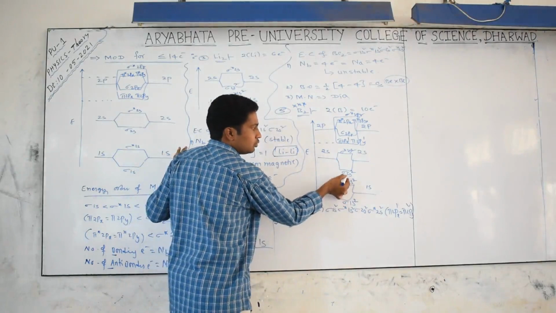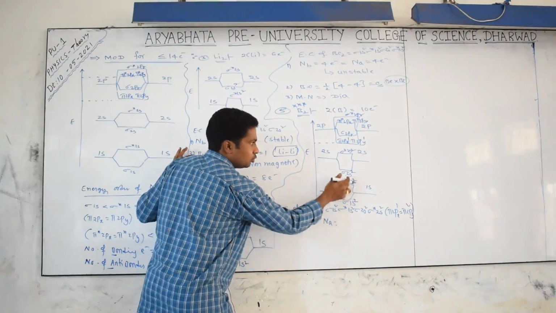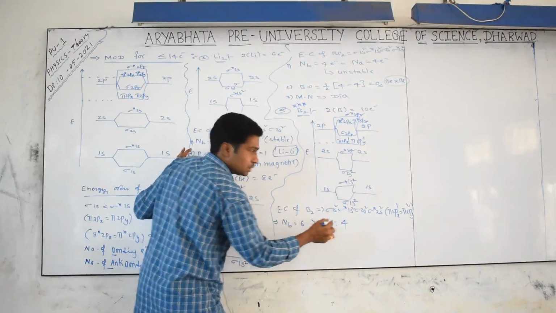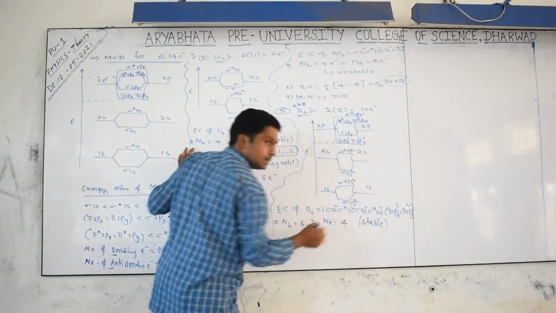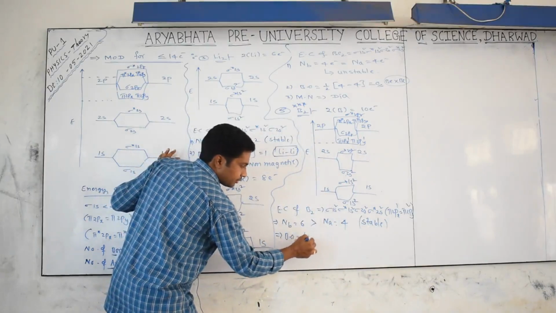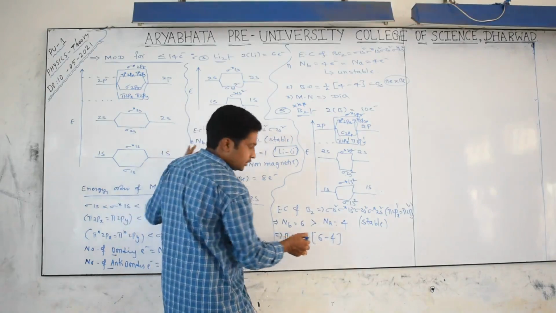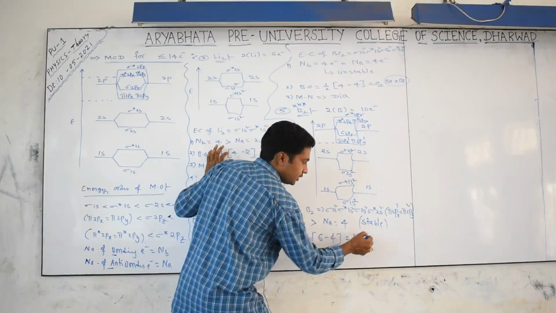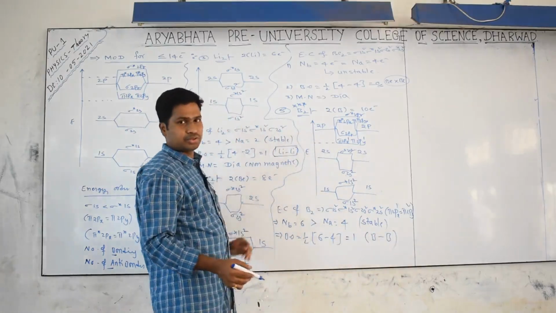Bonding: 2, 2, 2, 6. And how many anti-bonding are there? 2 plus 2, 4. Which is more? Bonding is more. That's why we can tell the molecule is stable and can exist. And what about the bond order? Half of bonding minus anti-bonding, that is 6 minus 4, 2 by 2, which is 1. Bond order 1 means between boron and boron we are getting a single bond.